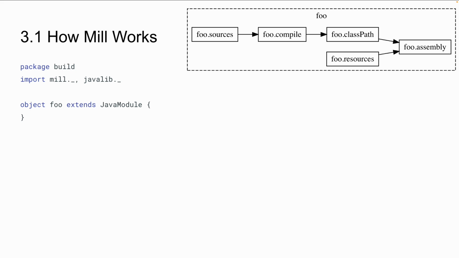So at a glance, Mill basically makes you define objects that inherit from classes or traits. And like any other objects inheriting from classes or traits in Scala, you get methods from these traits. And these methods form a graph, like foo.sources gets used by foo.compile, foo.compile gets used by classpath and resources, which get used by assembly. It forms a graph. And in Mill, this method graph becomes your build graph.